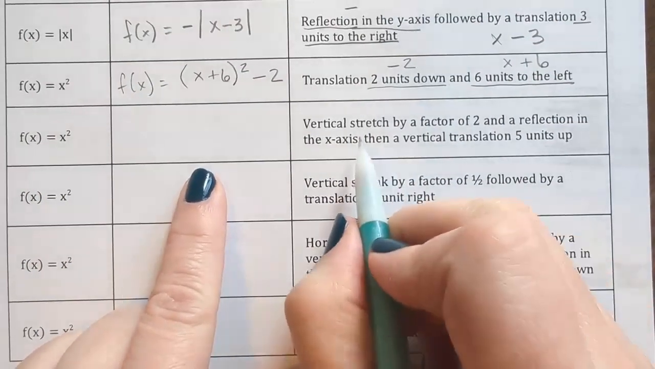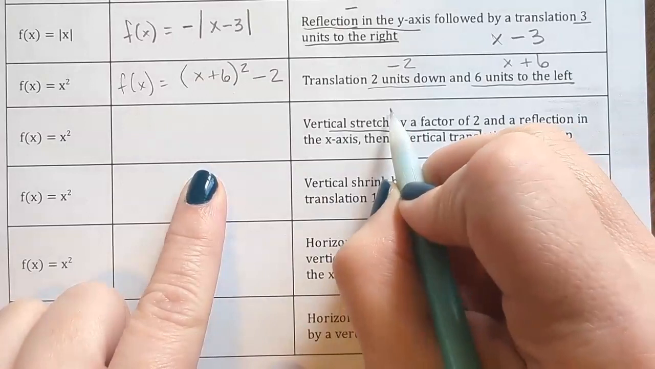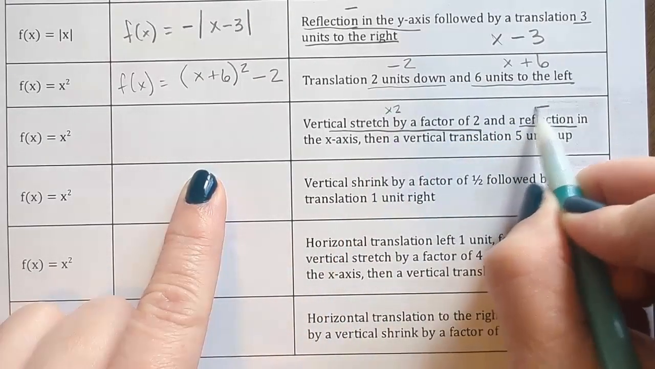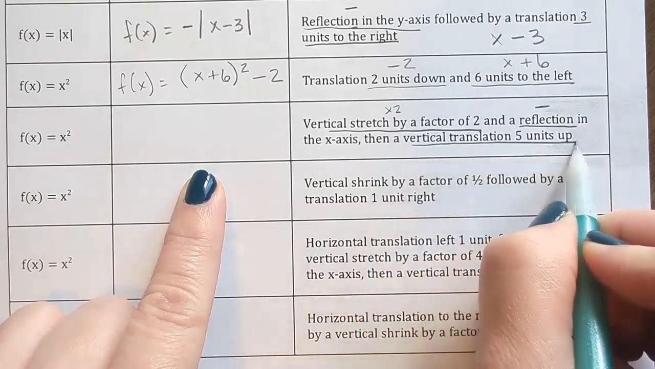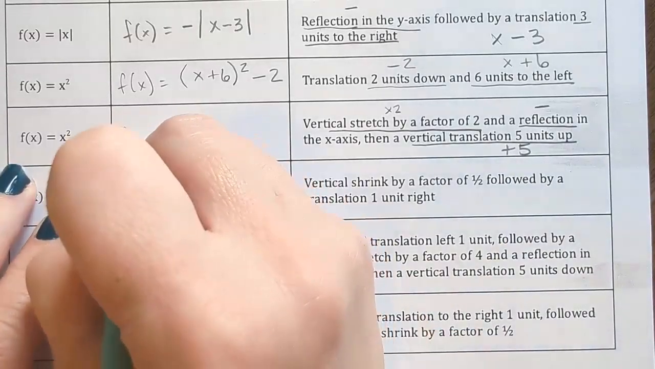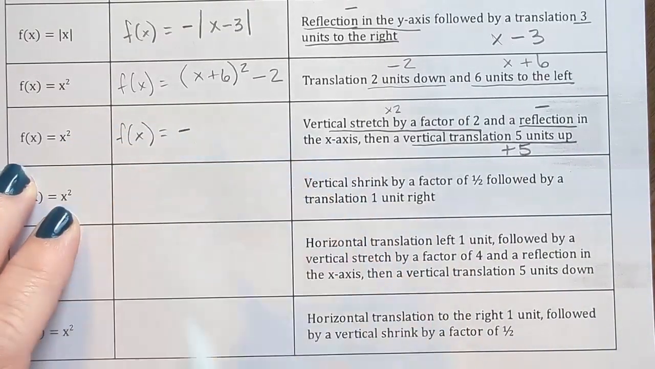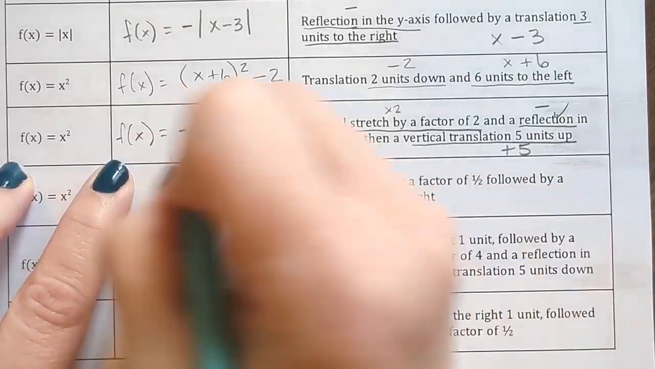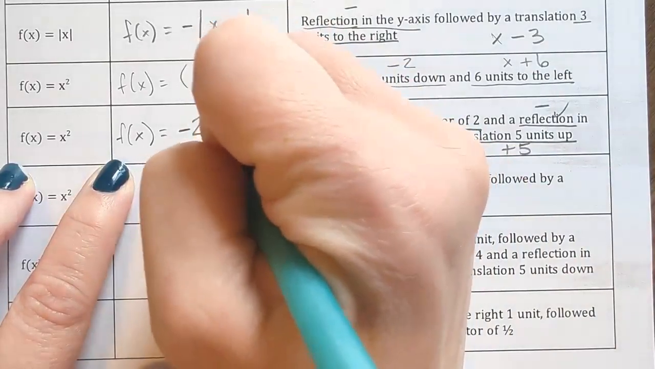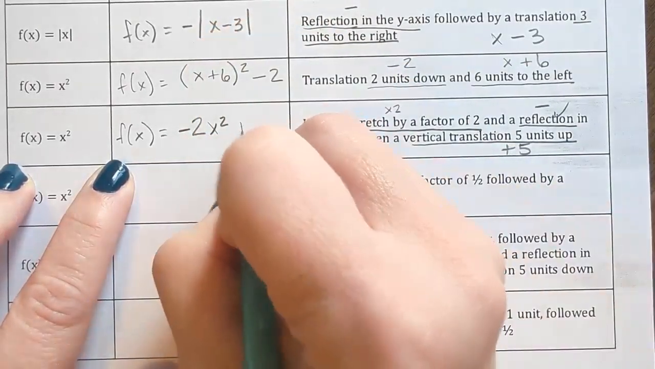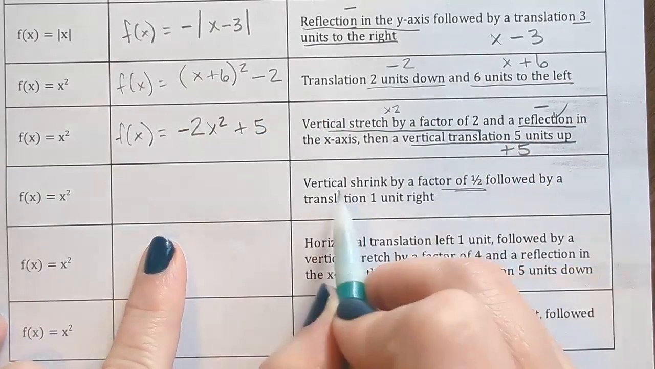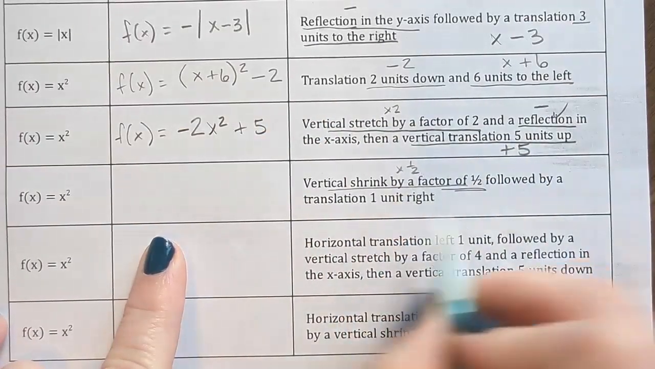Next is going to be a vertical stretch by a factor of 2, so that means we're going to multiply times 2 in the front. We're going to have a reflection, that means we need it to be a negative. We're going to have a vertical translation 5 units up, so that means we're going to have a plus 5. So f of x equals, we're going to do the reflection, that's this one, vertical stretch by 2, so 2 is going to go there, and then we can put our x squared, and then we're going to go 5 units up.